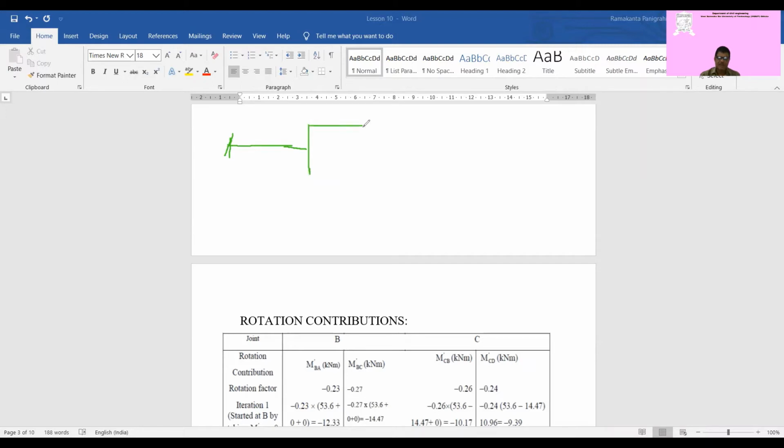You can make this diagram at joint B larger so that we can write the values properly. We can make it like this also, in some large size so that the values can be written inside.